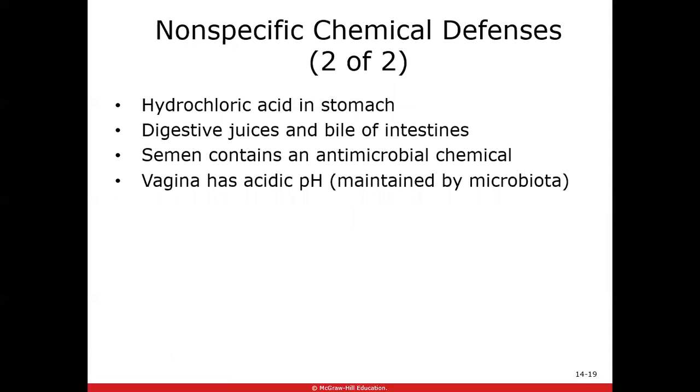Then you have hydrochloric acid in the stomach, at very low pH, a high acid level. Then you have digestive juices and bile of the intestines. That's another chemical defense. And then also semen contains an antimicrobial chemical. And then the vagina has an acidic pH, so it's very low pH. That's maintained by the microorganisms in the vagina.